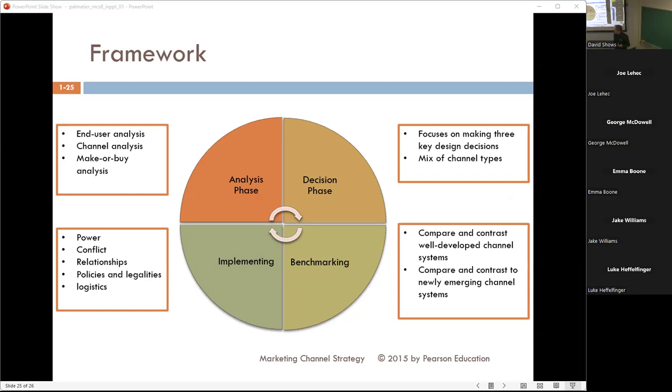We'll talk about those decisions that you have to make as a channel partner. Then how do you compare and contrast what a well-developed system is? And then finally, in the implementation stages, we'll talk about the big 3: power, conflict, and relationships. And so this is a framework of the way that the class is going to work, okay? All right. And we end chapter 1.